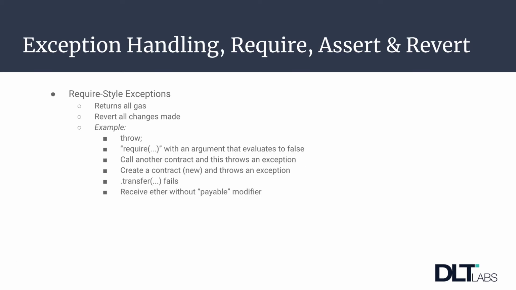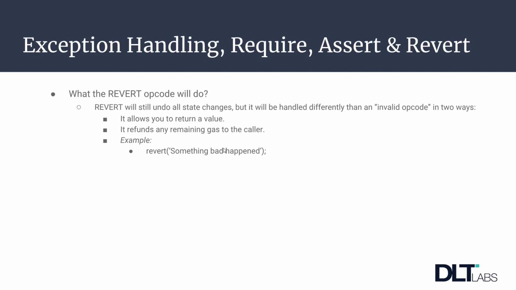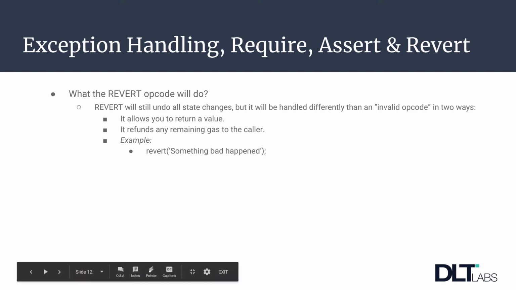Require, as we know now, returns all the gas consumed, and we have the following examples given. We have now revert, which will still undo all state changes, but it will be handled differently than an invalid opcode in two ways. It allows you to return a value.